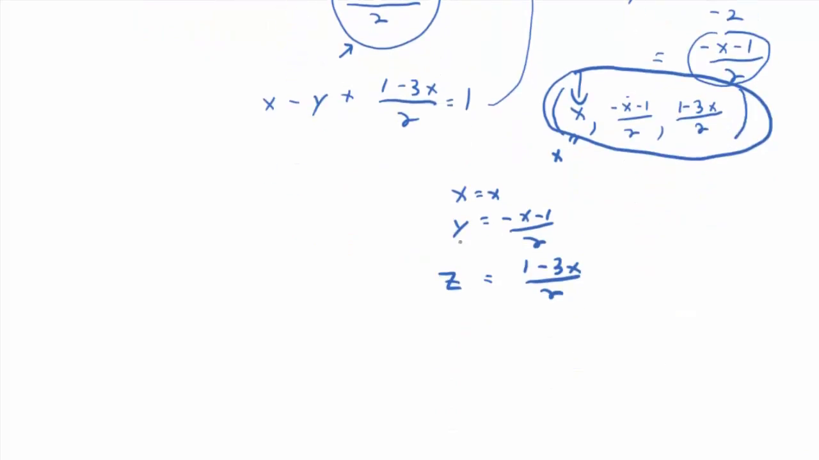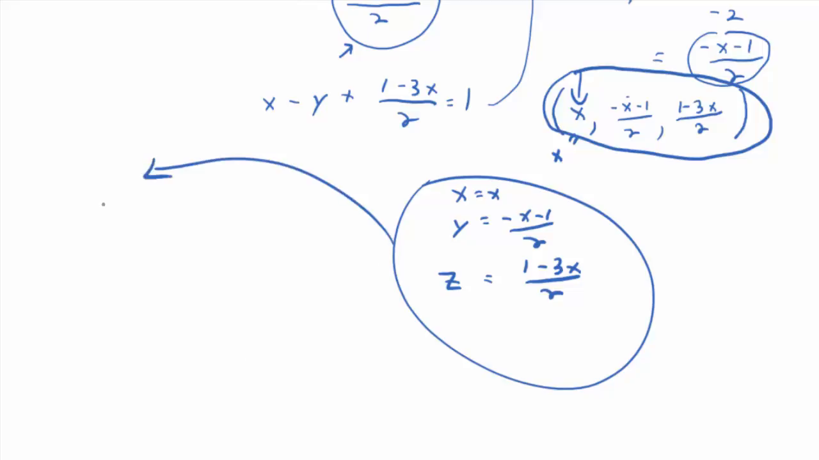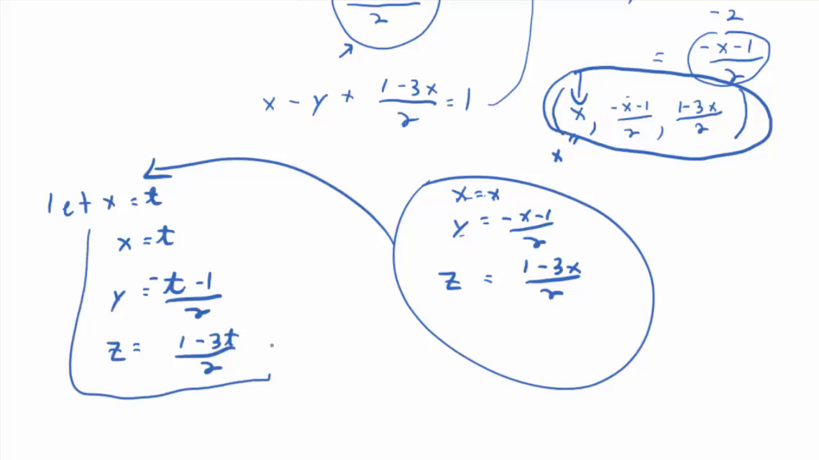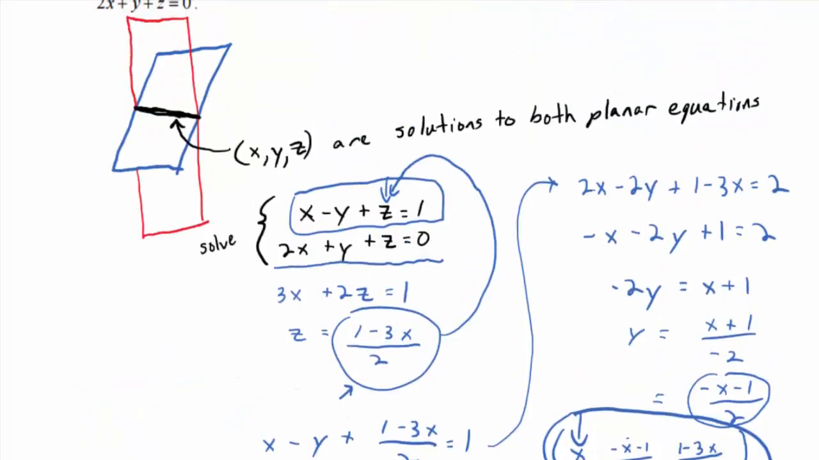Now most people don't like using the x twice, so you could just say let x equal t, and then it looks more like what you're used to. You get x equal t, so another way to write your parametric equations: x equals t, y equals (negative t minus 1) over 2, and z equals (1 minus 3t) over 2. Okay, so that would be one representation of the line of intersection.